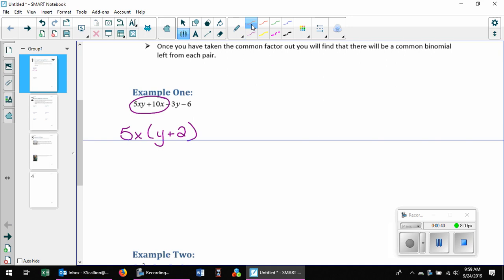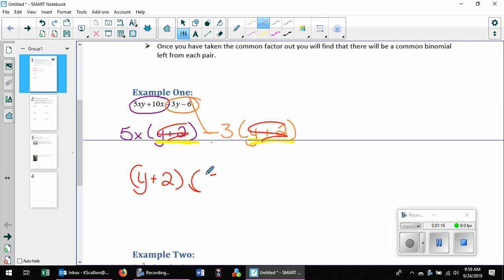And then we'll look at the second two. What am I going to factor over there? Minus 3. So it's going to be a subtract 3, and I'm left with y plus 2. Now the deal is that this one and this one have to be the exact same. Can't have a change in sign, can't do anything like that. They have to be exactly the same. So y plus 2 is my first factor, and my second factor, if those are gone, what's left? 5x minus 3. So that's what we call grouping or complex factoring.